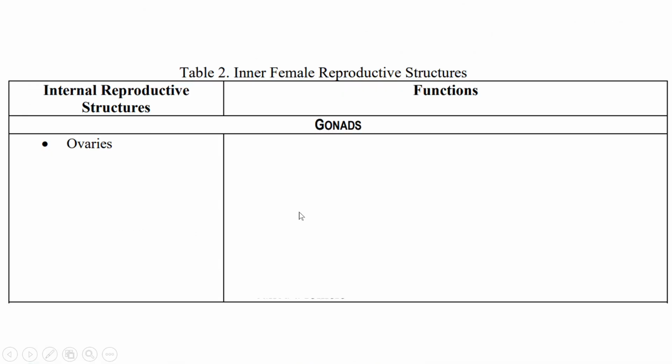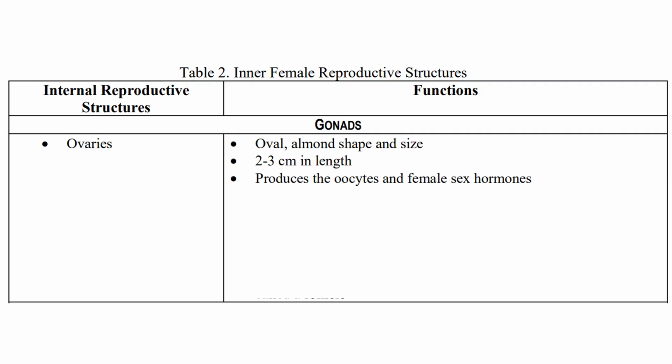So let's talk about the importance or the functions of this individual internal structure. Starting with the ovaries. So these are oval shaped, 2 to 3 centimeters in length, very small, and it is where the oocytes and the female sex hormones are produced.